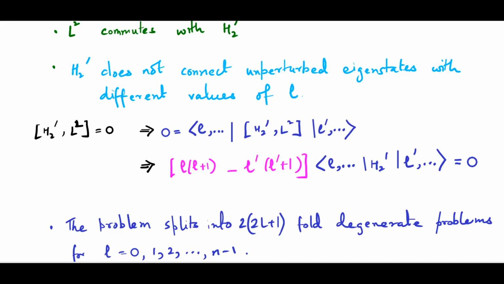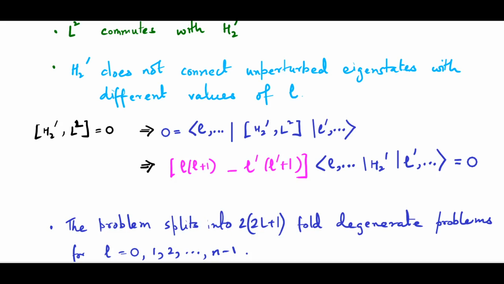Now because the two states involved in the matrix element are both eigenstates of L square, it follows rather readily that this expression becomes l(l+1) minus l prime (l prime + 1) times the matrix element of H2 prime. And this immediately shows that unless l is equal to l prime, this particular matrix element is going to vanish. So although if we treated H2 prime as the perturbation on the unperturbed levels due to H0, a 2n square by 2n square matrix, all terms with different l values will actually vanish.